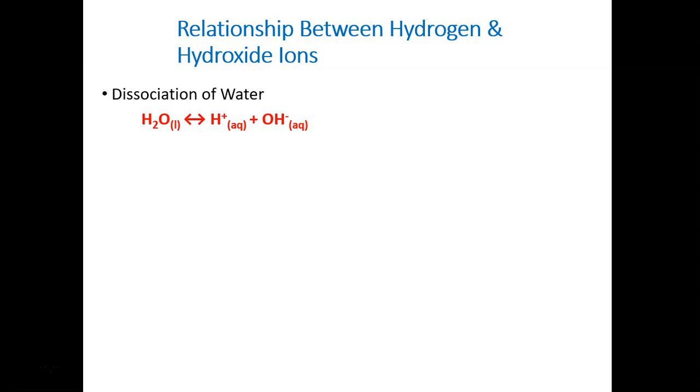Now, logically speaking, if all I have is pure water and some of it's breaking into hydrogen and hydroxide ions, the concentration of hydrogen ions must be equal to the concentration of hydroxide ions, right? Because every time I make a hydrogen, I also make a hydroxide. And that concentration is 1 times 10 to the negative 7th. That's why the pH of pure water is 7.